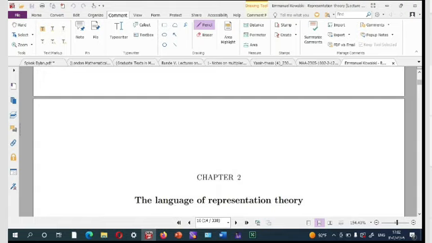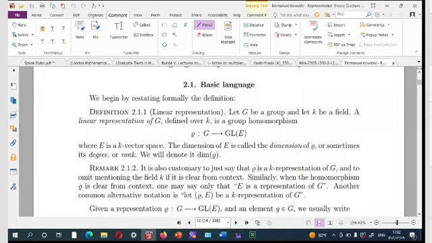Okay, we begin from chapter 2, the language of representation theory. I established this definition for you. Let G be a group and K be a field. A linear representation of G defined over K is a group homomorphism such as rho from G to GL(E).